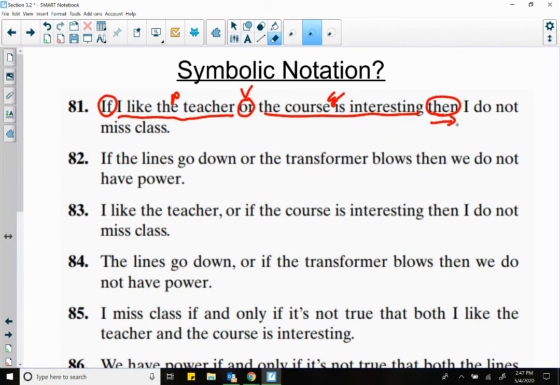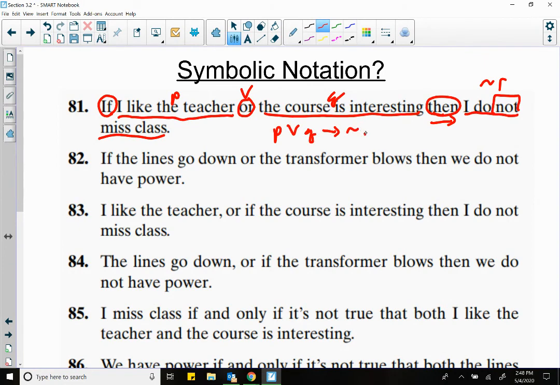We've got the then, which is our arrow. I do not miss class. That, again, is another statement, and it is entirely new with the word not. So since this is another new statement, this will be squiggle R. So if we write this out, it's P, V, Q, arrow, squiggle, R.